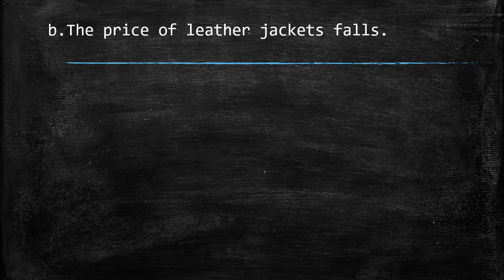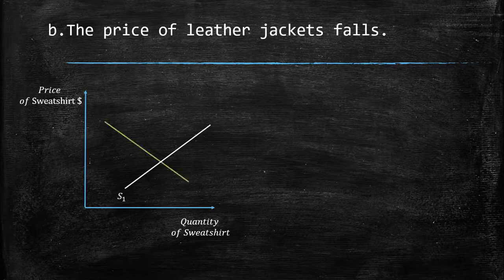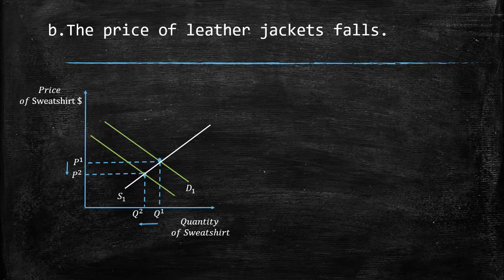Point B: the price of leather jackets falls. How can we think about leather jackets? Here's the initial case, where I think leather jackets are a substitute. So if the price of the substitute decreases, more people are going to consume leather jackets instead of sweatshirts. So in this case, the demand is going to shift to the left. There's going to be a decrease in prices and a decrease in quantities.